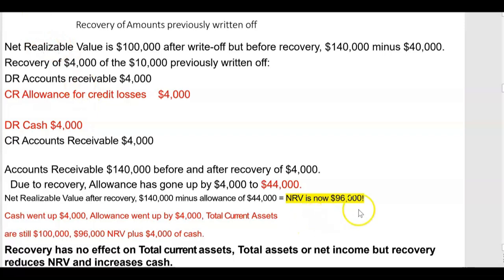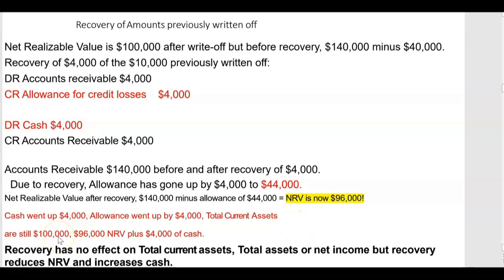Why did the NRV go down and the accounts receivable stay the same? Because the allowance went up. The allowance went up from $40,000 to $44,000 when we recovered the $4,000. So the exam will probably ask you, what's the impact on these accounts for a recovery of amounts previously written off? And you'd say cash up by $4,000, allowance up by $4,000, which means total current assets are still $100,000.